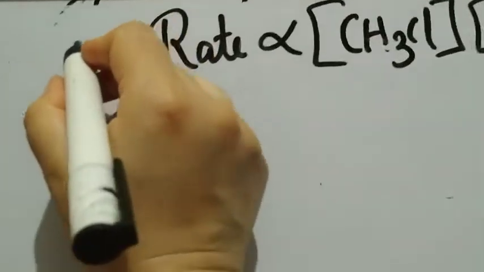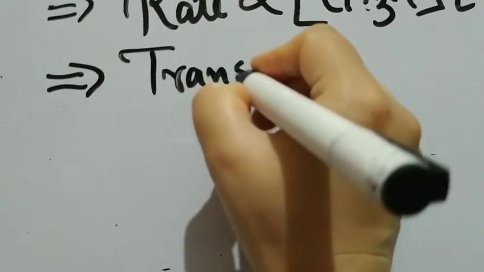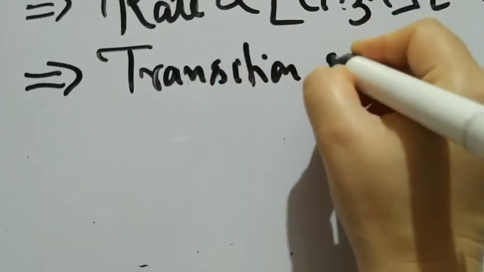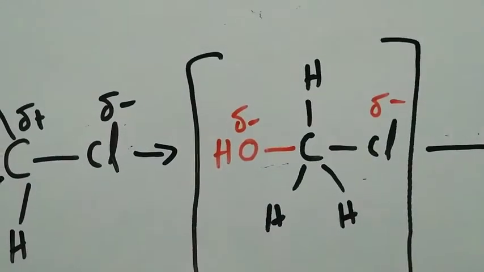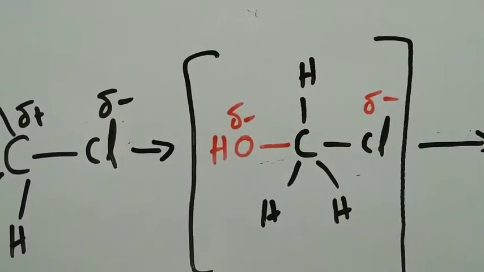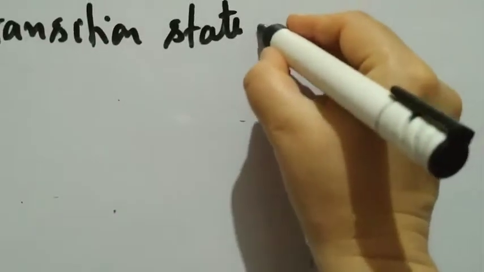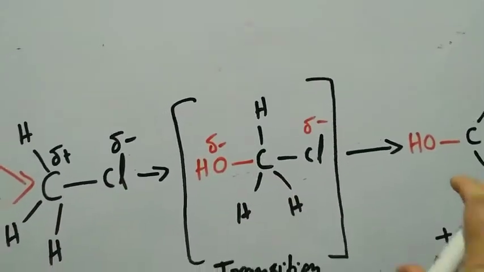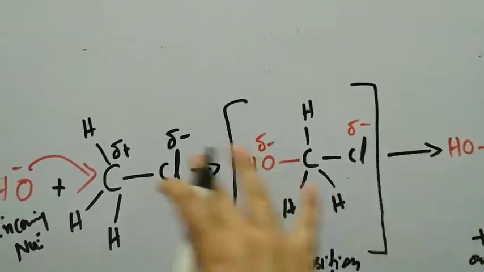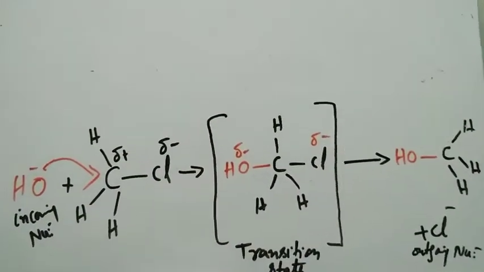Now the next point which you need to remember is that this transition state, as I said, cannot be isolated, because if you look at the transition state, carbon is simultaneously linked to 5 different atoms, right? So it's an unstable state, it cannot be isolated. The transition state is highly unstable, because of which this is just one step. This is not 2 steps. The whole substitution takes place in only one step.